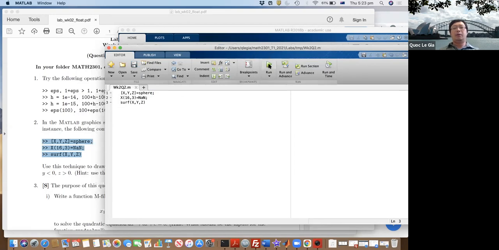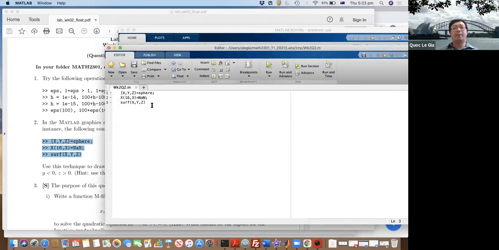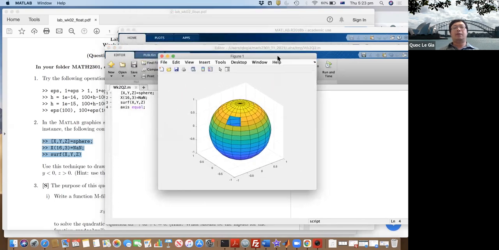So if you hit the run button, then you will see. Maybe let me make the sphere look a bit more like a sphere. Yeah? So axis equal. So put in axis equal, and then you run it again. So you see my sphere, yeah. So the sphere has a hole in it. So a hole. So 16,3. So what does it mean here?